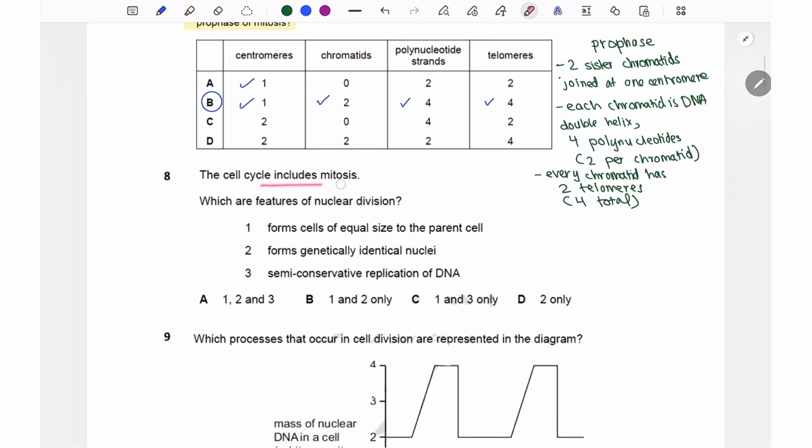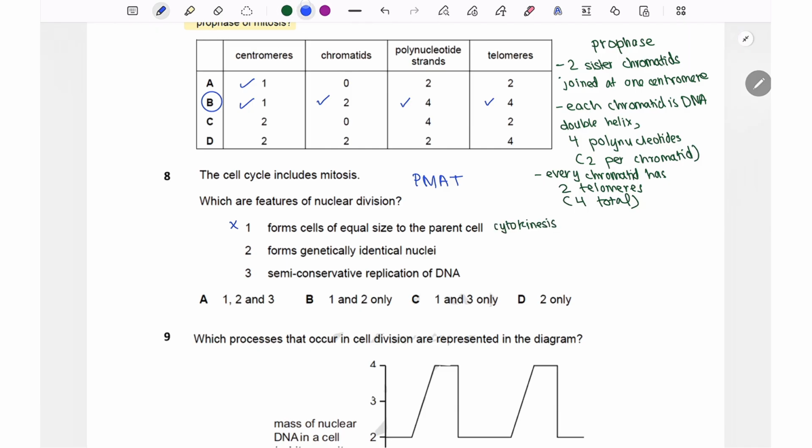Question 8. The cell cycle includes mitosis. You know that there is interphase that has G1, S phase, and G2. Then you have mitosis, and then you have cytokinesis, which are features of nuclear division. So nuclear division, they're talking about mitosis. You know that it's going to be PMAT. You have prophase, metaphase, anaphase, and telophase. 1. Form cells of equal size to the parent cell. This is going to be cell division, not nuclear division.